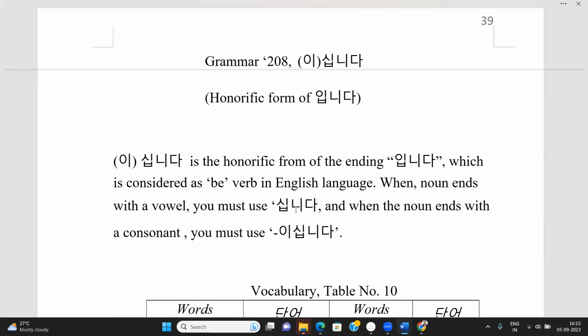Grammar 208. 십니다. Honorific form of 입니다. 십니다 is the honorific form of the ending 입니다, which is considered as be verb in English language. When noun ends with a vowel, you must use 십니다. When the noun ends with a consonant, you must use 이십니다.